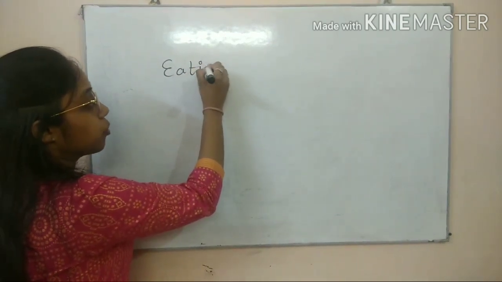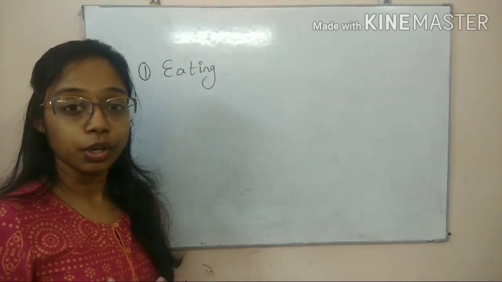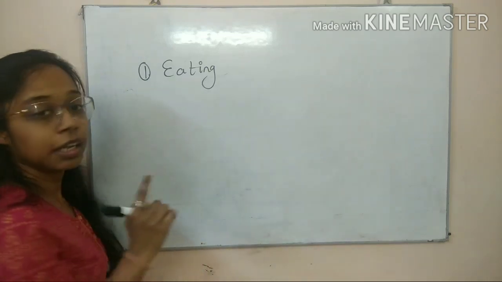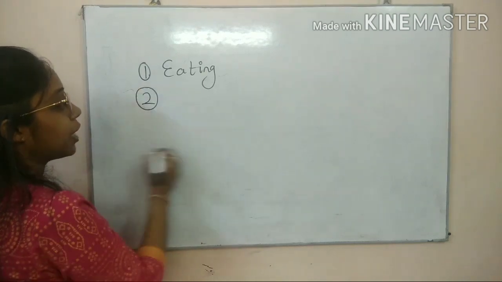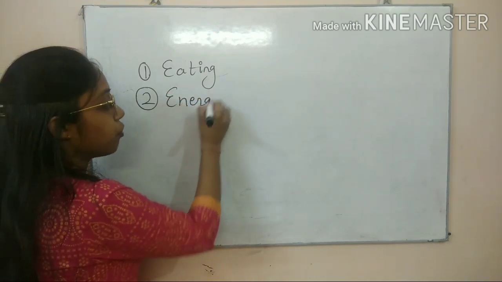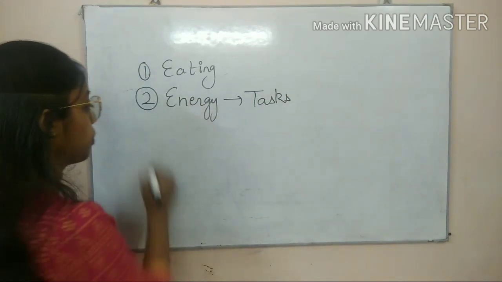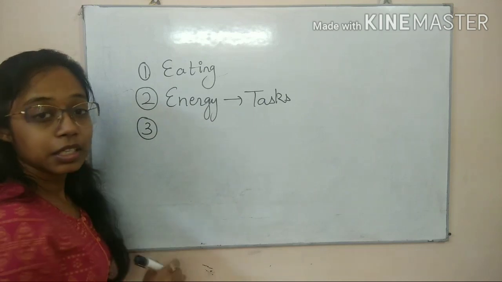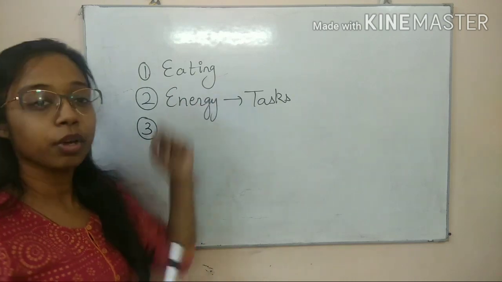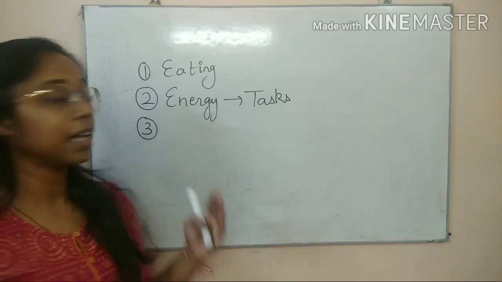First function is eating. If a body takes in food which can provide energy to that body, then it is called living. Along with that, if it gets energy and it can perform tasks for itself, then it is called living. Along with that, if that body generates some waste material after consuming food and excretes that waste out, then also it is categorized as living.